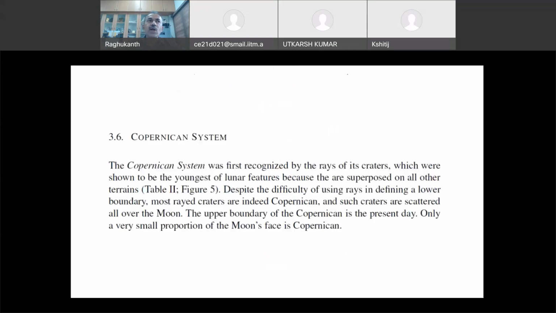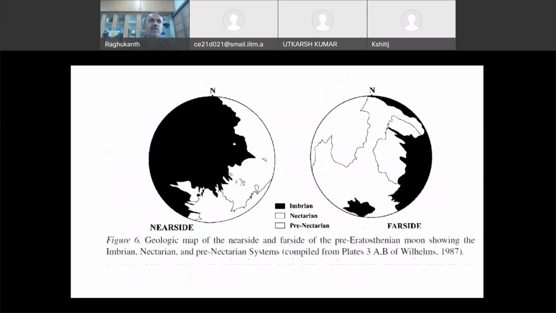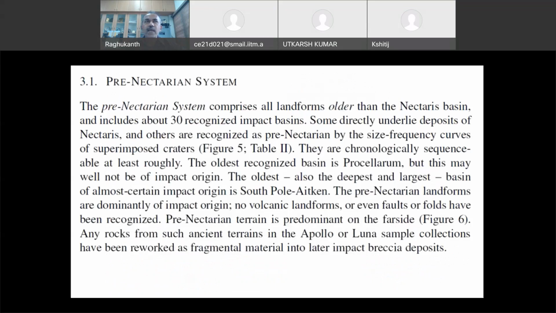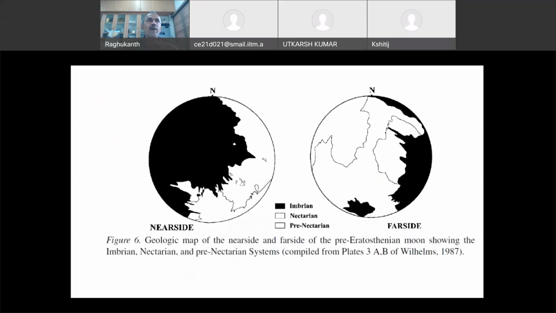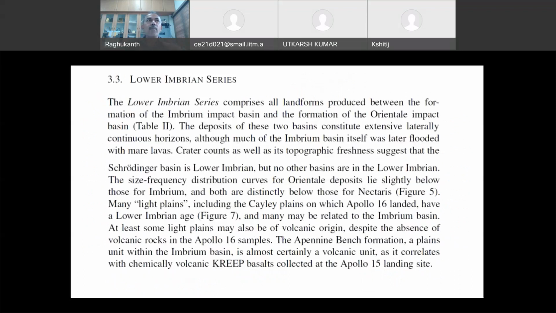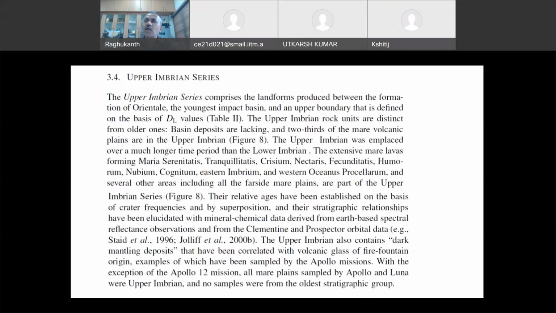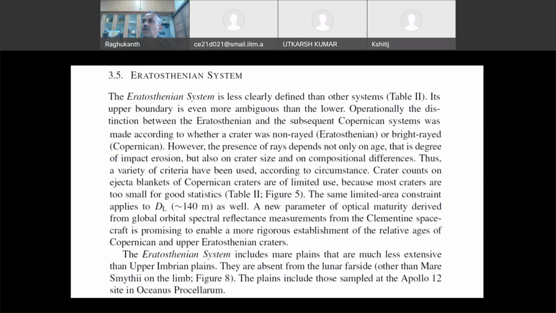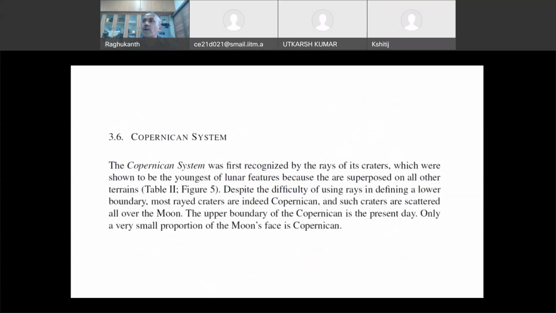So how many geological ages are there? If you see here, one is the Pre-Nectarian. Please remember. Then we have the Nectarian system. Then we have the lower Imbrium series and upper Imbrium series. Some textbooks write it as the Imbrium system itself, combining these two. Then we have the Eratosthenian system itself, named after the crater Eratosthenes. Then we have the Copernican system. So the most recent is the Copernican system. That is how they classified the whole moon into these zones itself.